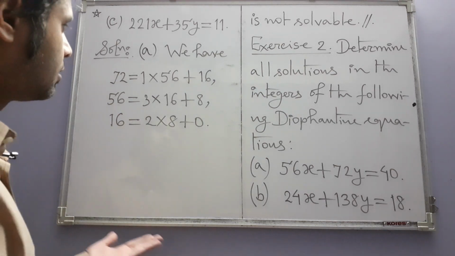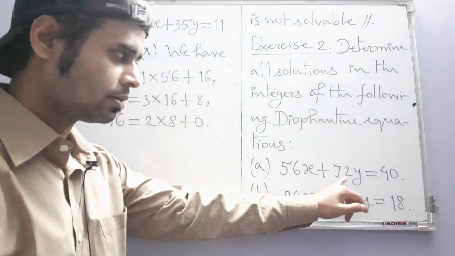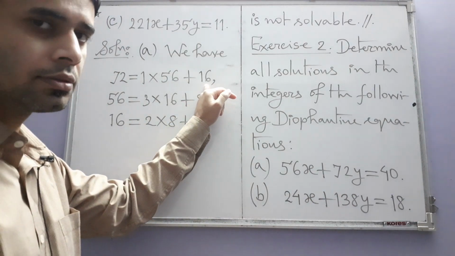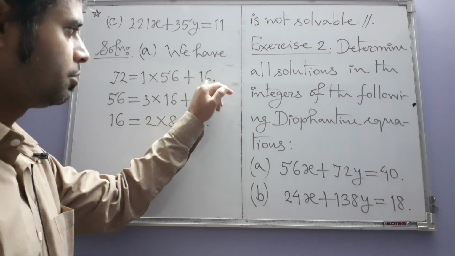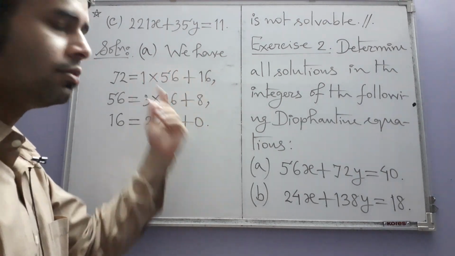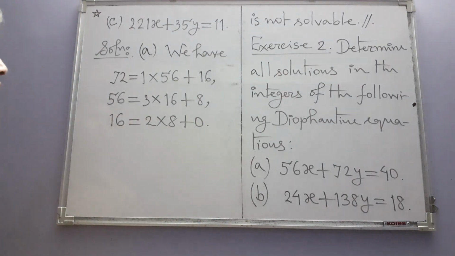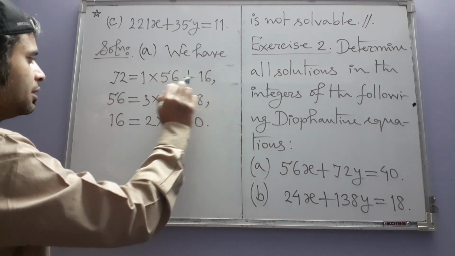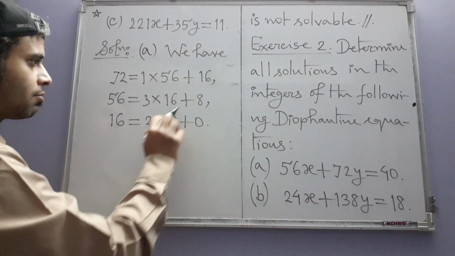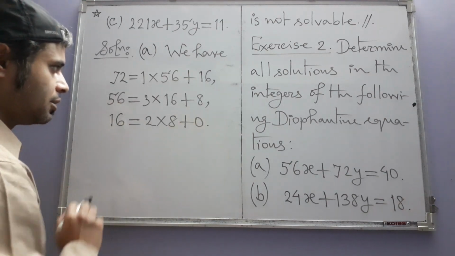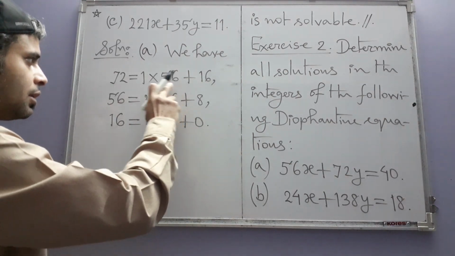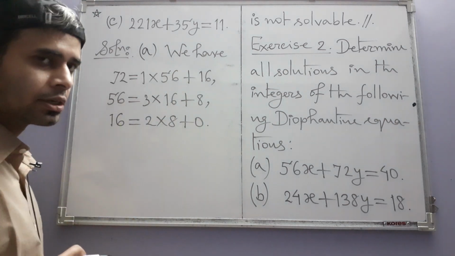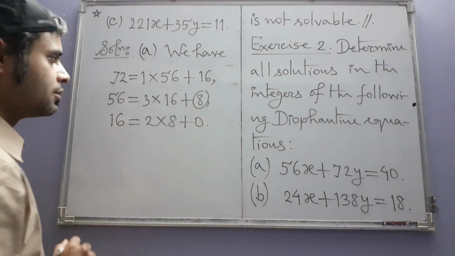So that means what we have done, we have first of all divided 72 by 56. The quotient is 1, the remainder is 16. The remainder by definition has to be a non-zero integer which is less than the divisor 56, and 16 is. And then we divide the previous divisor 56 by the remainder. So we get 3 times 16 plus 8. So here the quotient is 3 and the remainder is 8. Then we divide the previous remainder by the current remainder, and doing that we get 0 remainder. So the last non-zero remainder 8 is the GCD.